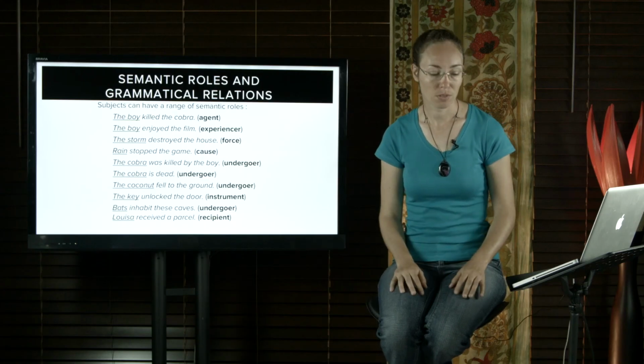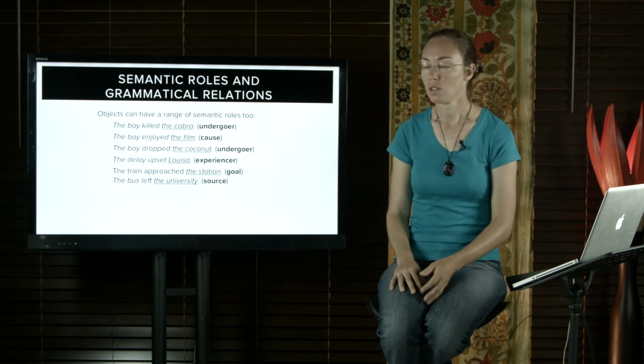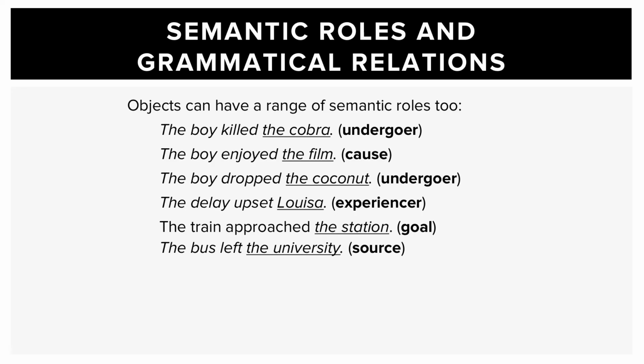Objects can have a range of semantic roles too. So the boy killed the cobra. Here the object is an undergoer. The boy enjoyed the film. This time the object is a cause. The boy dropped the coconut. Again an undergoer. The delay upset Louisa. This time the object is an experiencer.